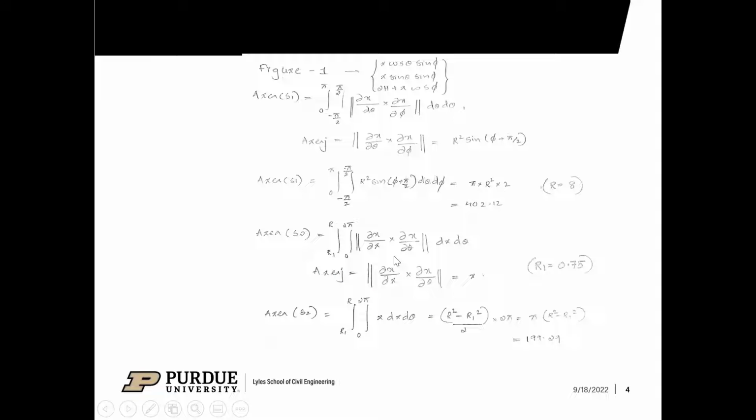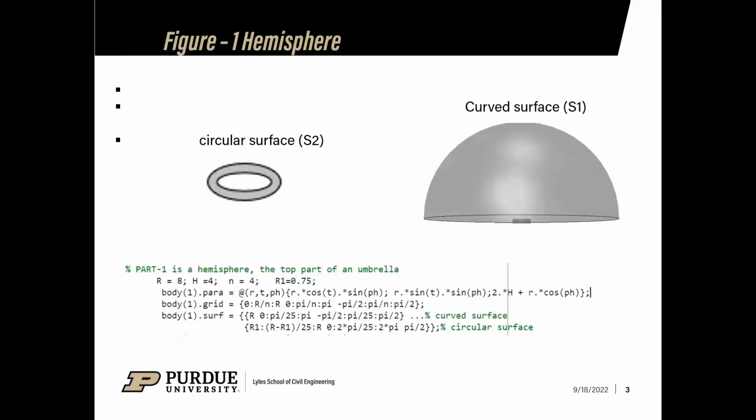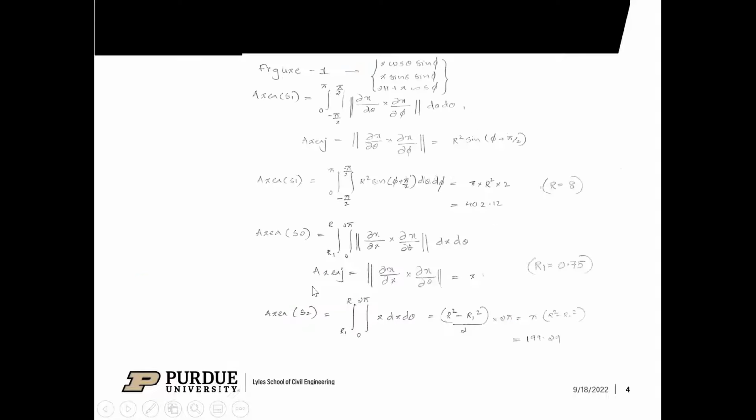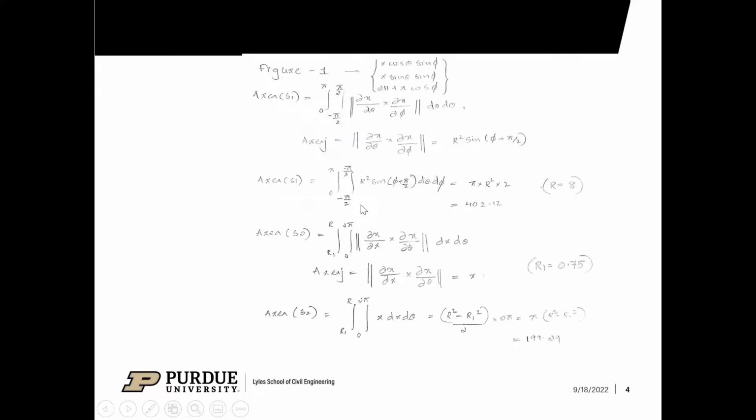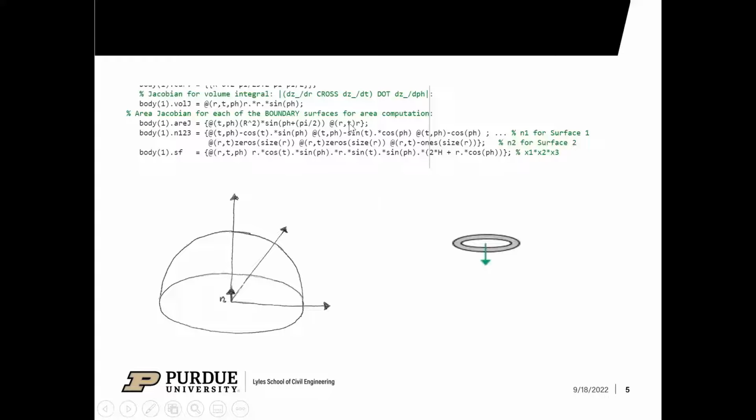In case of surface 2, the ring, I have got the area Jacobian as r, and I gave here r in the MATLAB code. For getting the normal for the circular surface, I know that the normal is in the downward direction, the minus E3 direction. So I gave x1 as 0, x2 as 0, and x3 as minus 1.